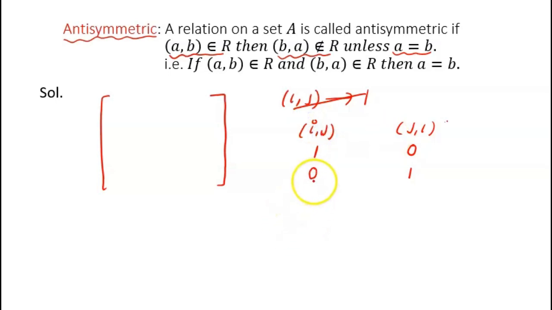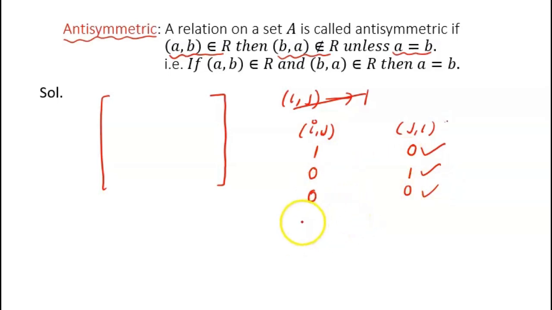And this is the third possibility: suppose both of them are not present, then also there is no problem. Because for the relation to be anti-symmetric, what is the condition? That if AB is there, then BA should not be there. If AB is not there and BA is also not there, then there is no problem. That situation corresponds to having the ijth entry 0 and the jith entry 0. So here there are three possibilities: 1 0, 0 1, and 0 0.